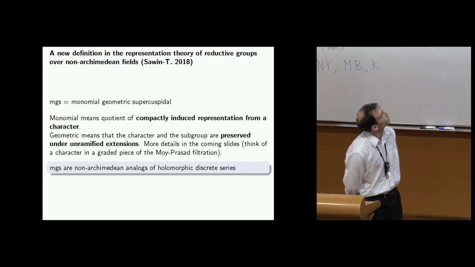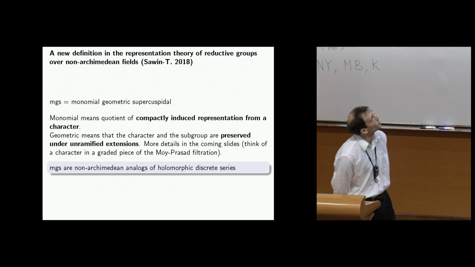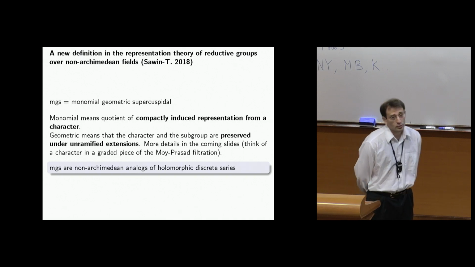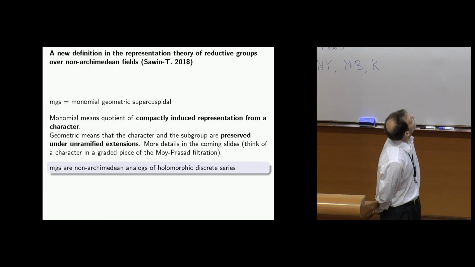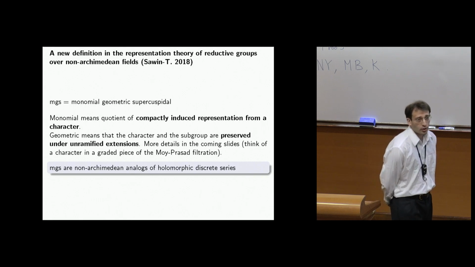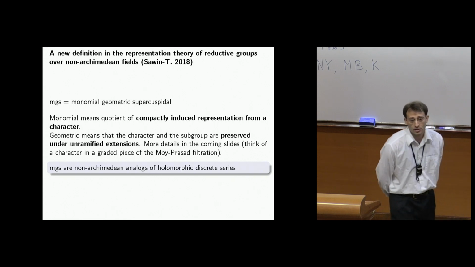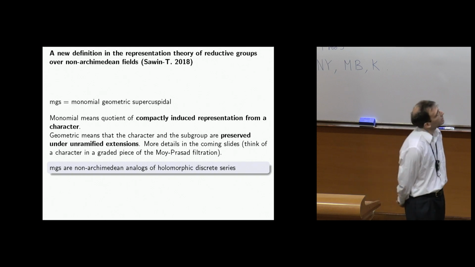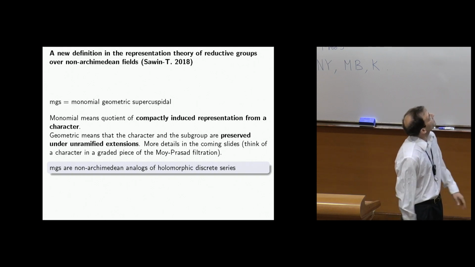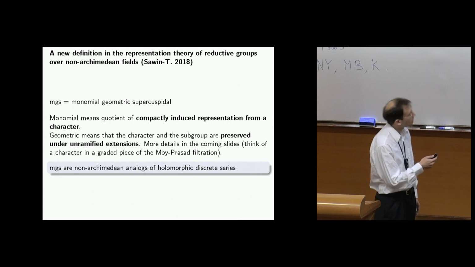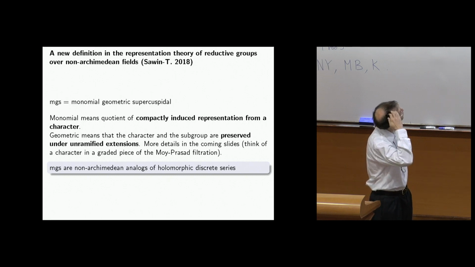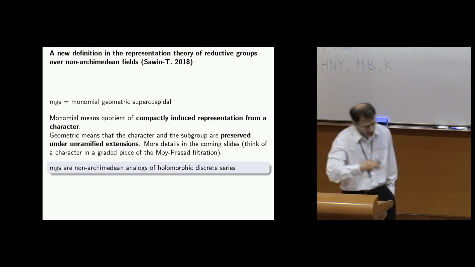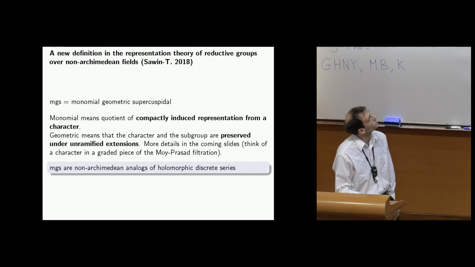Now we have something new to say about a new definition in representation theory of p-adic groups. This will be the beginning of the talk, where I'll explain this definition. It works actually also over mixed characteristic. We call it MGS, which stands for monomial geometric supercuspidal. Monomial stands for induced from a character, so we also allow some quotients.